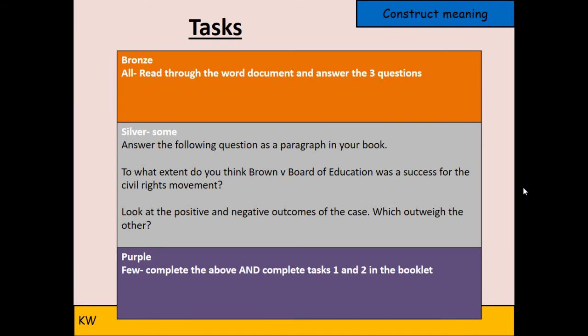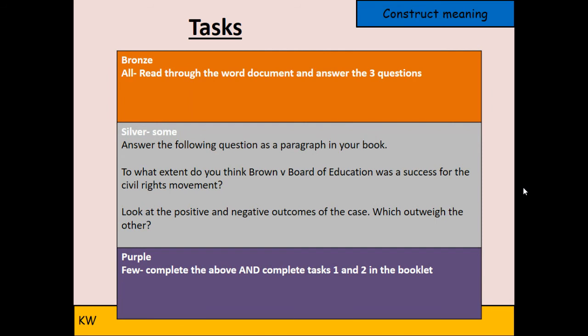So how far did Mr. Brown taking the education board to court, how was it successful for the improvement of black people in America? And look at your positive and negative table. Which one outweighs the other? So are the positives more than the negatives, or are the negatives more than the positive? Why? Tell me why. Why you've got more on one side than on the other.